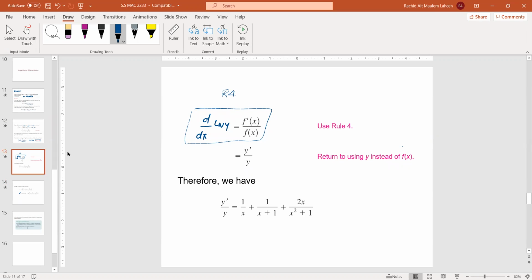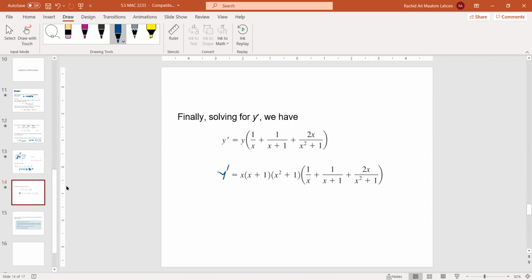So now to find y prime, you're just going to multiply by y on both sides. When you multiply by y on both sides, it's going to cancel from here and show there. And then, of course, you back substitute. What is the y? It's the function you started from the beginning.